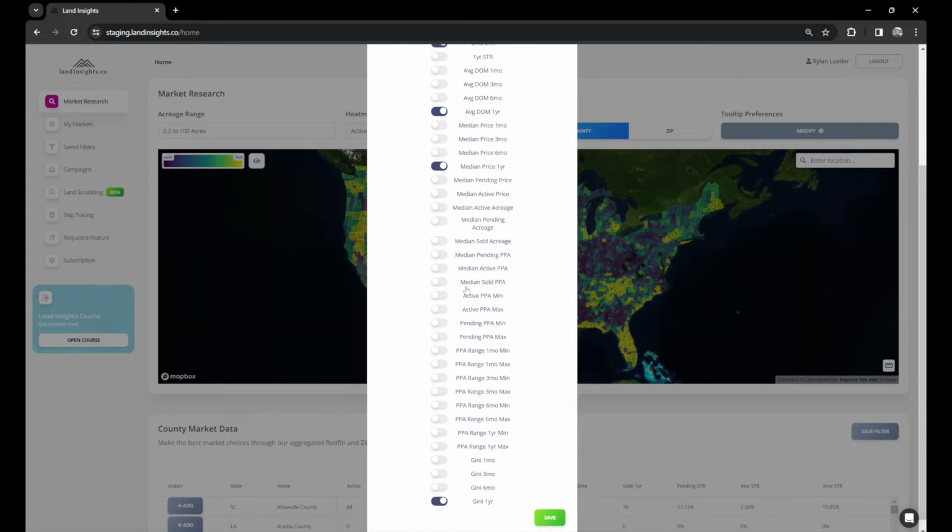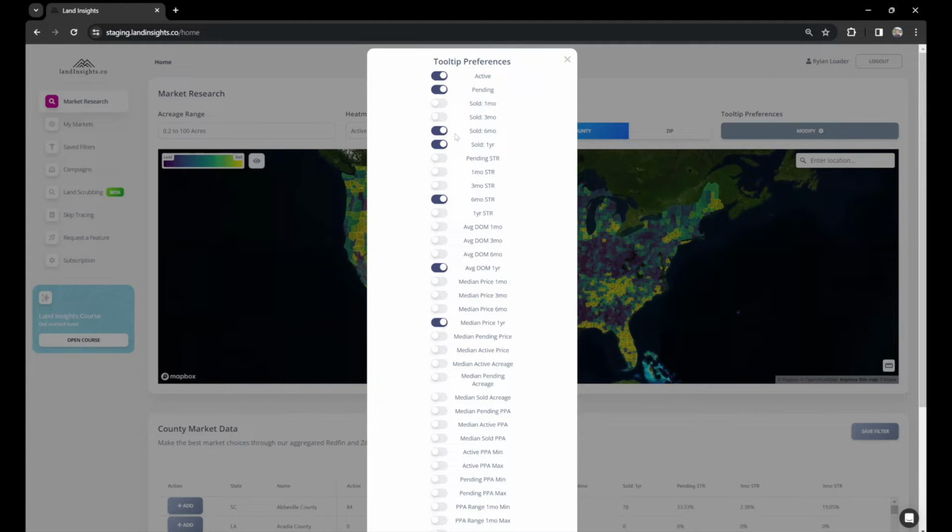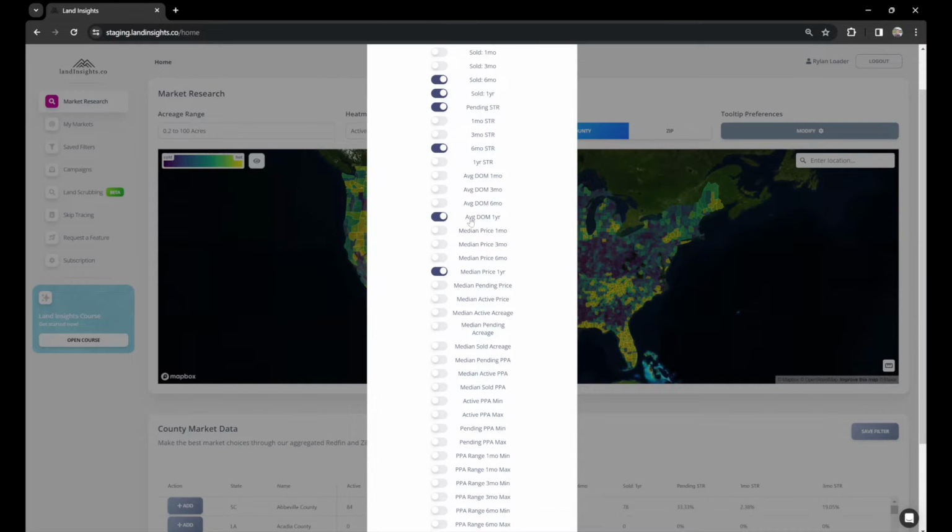So I have some selected already from a previous market research. I want to look at active, so the quantity active for sale. I want to look at the quantity pending for sale, quantity sold in the last 6 months. We can look at 1 year as well. 6-month sell-through rate. Let's look at pending sell-through rate. Average days on market for the last year, how many days it took on average for all the listings that sold in the last year. Median price in the last year is going to show how expensive that market is. So I want to be going ideally after cheaper acreage.